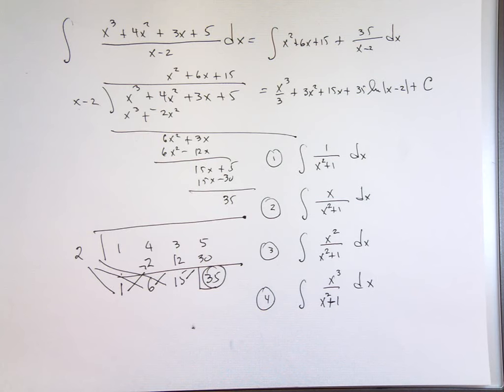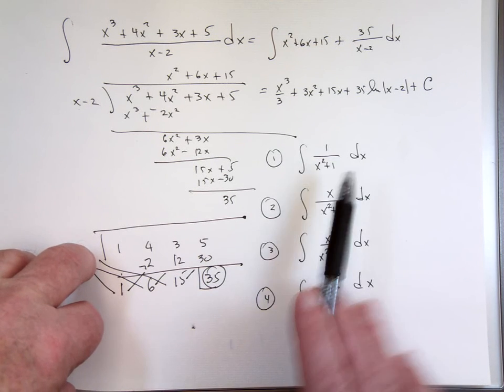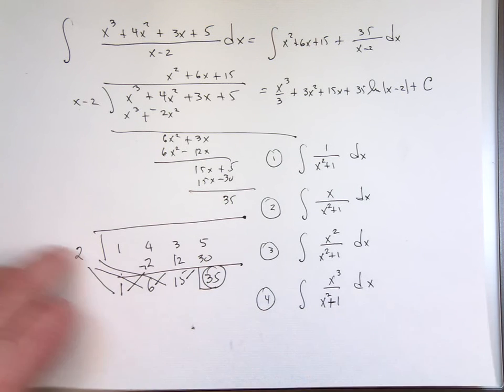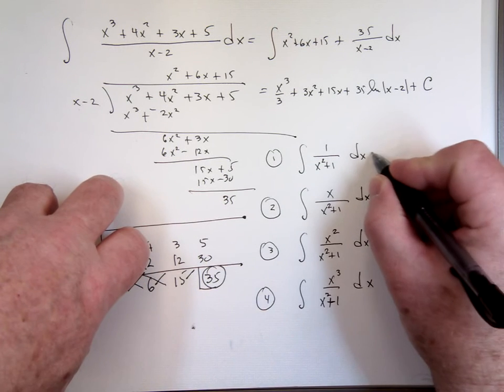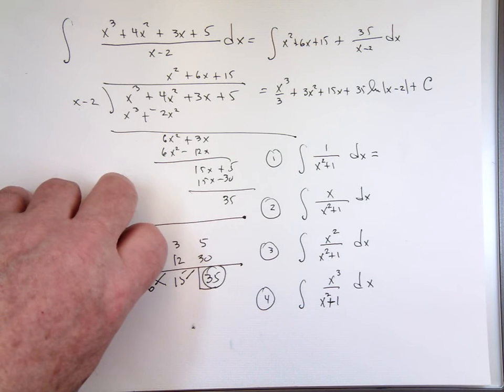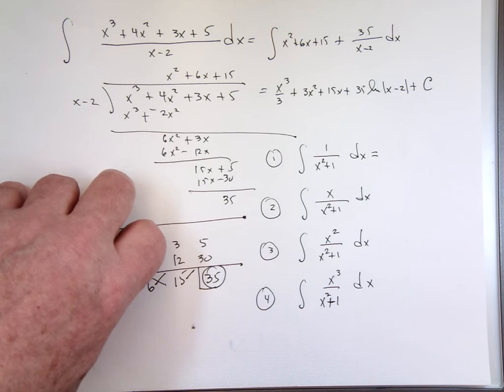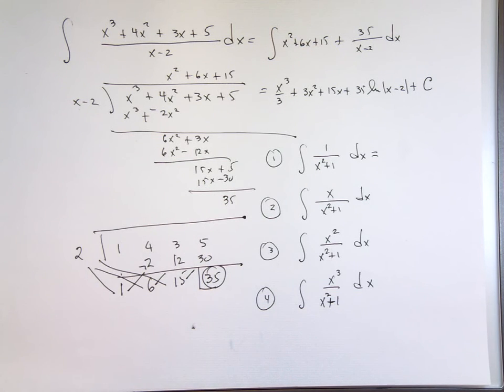All right, let's take a look at these four. First one. What is it? Natural log of x squared plus 1? No. x cubed over 3 plus x? No. The natural log of x squared plus c? No.